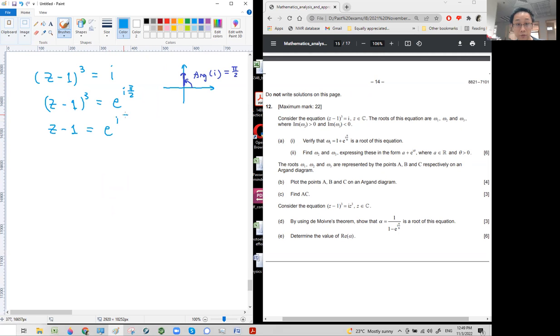What you can do is to divide the argument by 3 to get the principal angle. And then you have to recognize that the roots are equally spaced angularly. And when you have cube root, the angular spacing of the roots will just be 120 degrees apart. Well, actually, I drew wrong. That's definitely not 90 degrees. That's 60 degrees. Pi over 6, however, is 30 degrees.